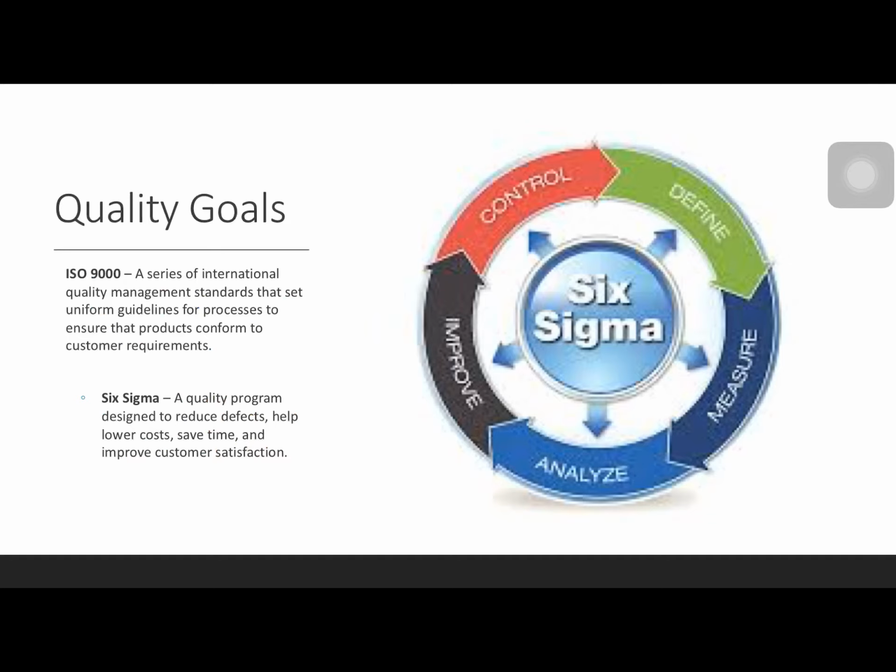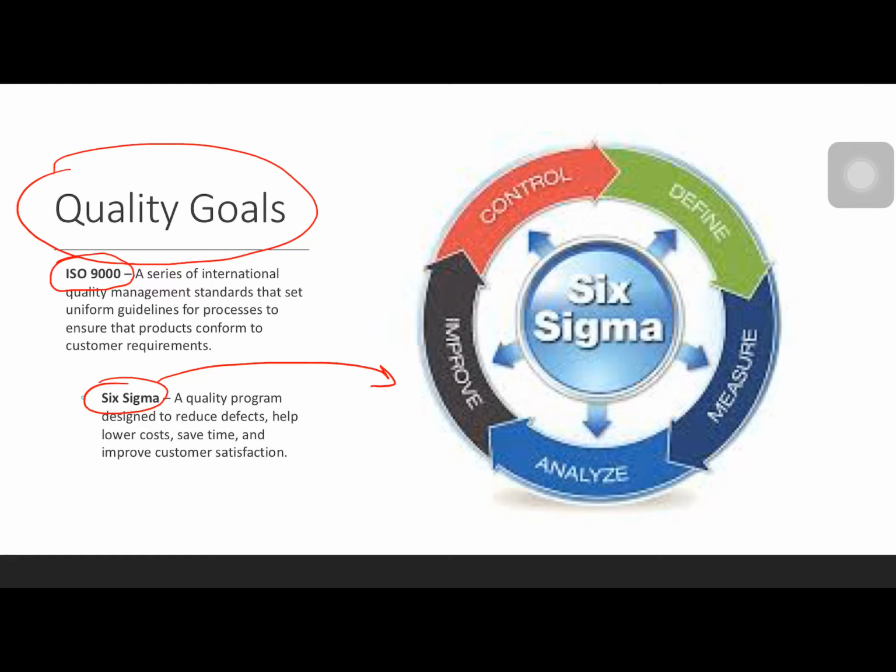Then in order to address the learning outcome 2.1, we need to look at what are those quality goals. So when it comes to operations, when we do operations, when we manufacture a product, when you deliver a service, we need to make sure that we deliver a quality product. So in order to enhance the quality, there are a couple of concepts we can use. One is ISO 9000, Six Sigma. I'll take a Six Sigma process over here to explain.